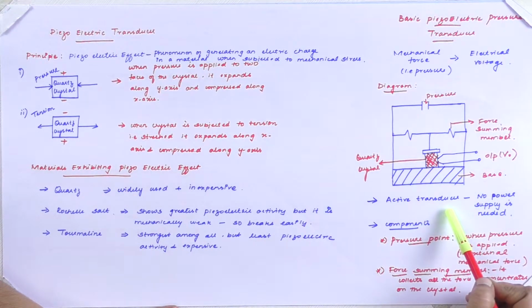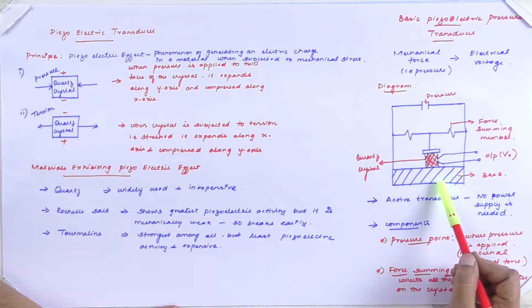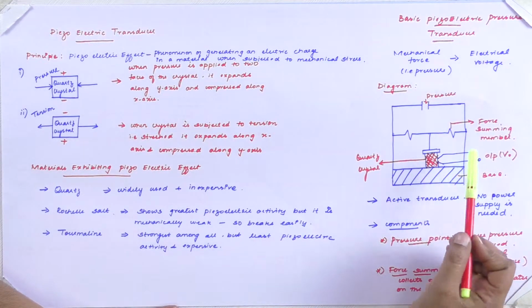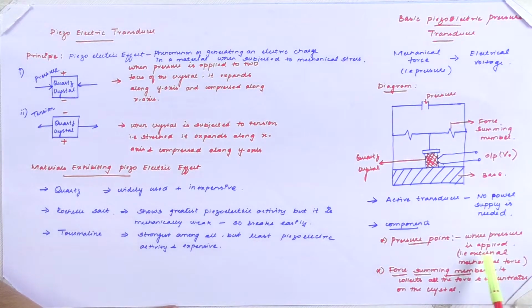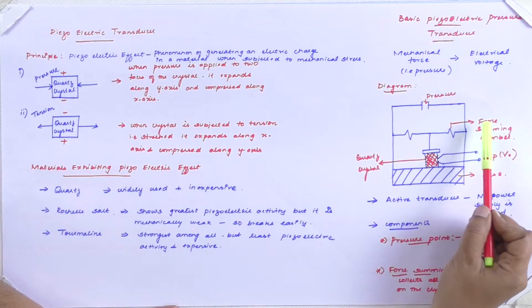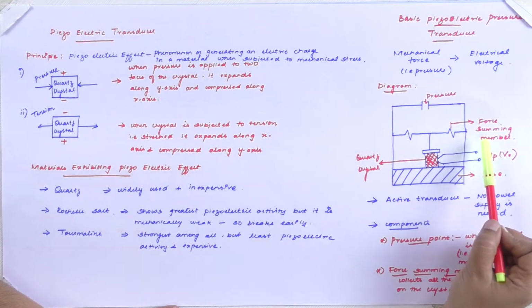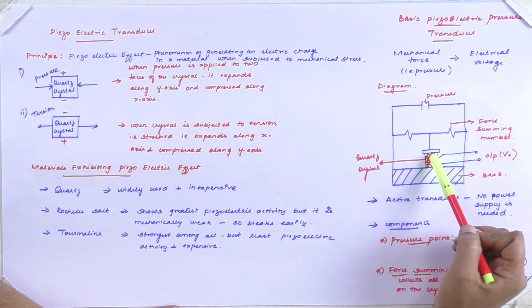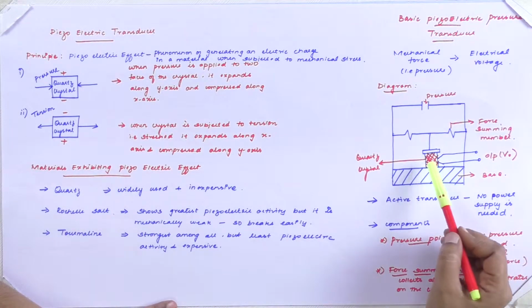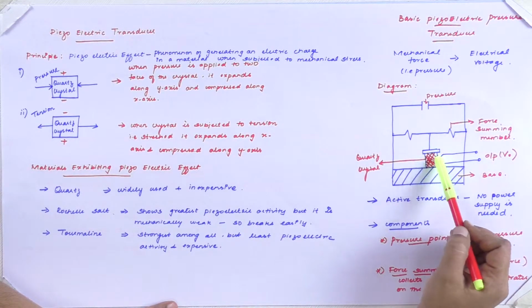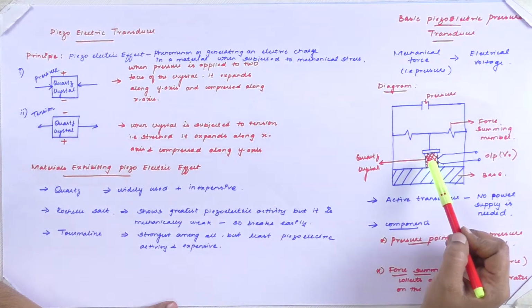We know that an active transducer is one that does not require any power for its operation. The components in this piezoelectric transducer are, first, the pressure point where the pressure is applied, that is, external mechanical force is applied at the pressure point. The second one is the force summing member. The force summing member will collect all the forces applied at this pressure point and concentrate all the force onto this crystal. The third one is the quartz crystal, which is placed in between the force summing member and the base.